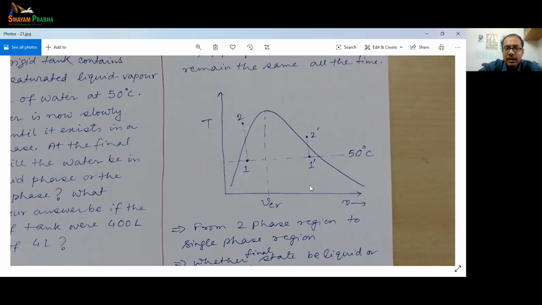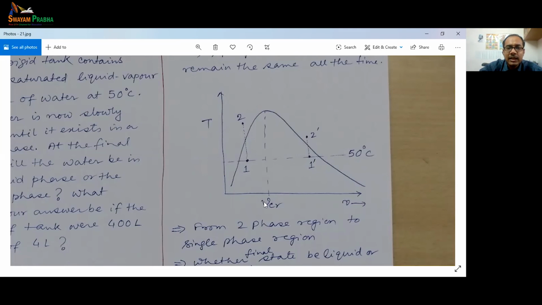Okay, but if you are at point 1 prime, see the cursor, it is also in the two phase region, it is also at 50 degrees centigrade, right? But now if you increase the temperature, you will be reaching 2 prime, which is saturated vapor, right? So you have to know where on this line you are, because only then will your answer be correct. Whether it is liquid phase or vapor phase will depend on where on this line you are, whether at 1 or at 1 prime.